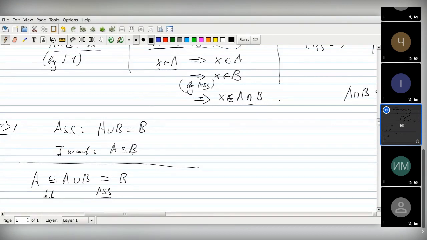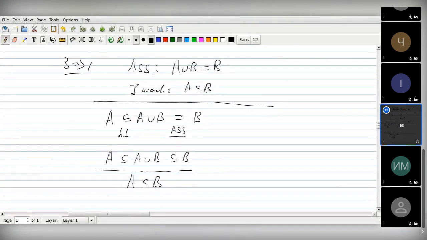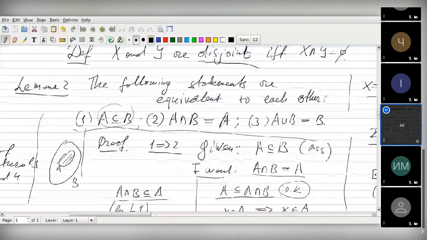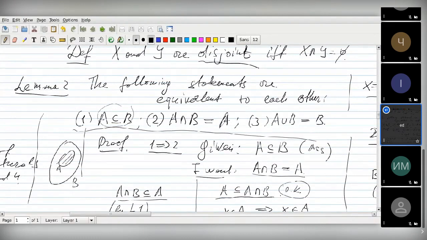This third one, is it clear? Yes, thank you. Okay, thank you for your question. We have proved the following statement. A is a subset of B if and only if the intersection equals A and the union equals B. And this is quite interesting, in fact. Why?